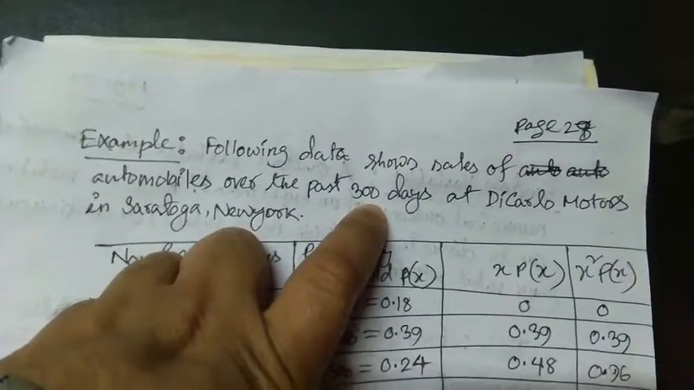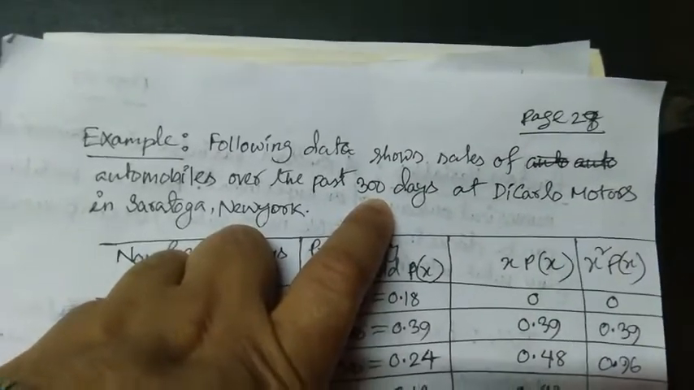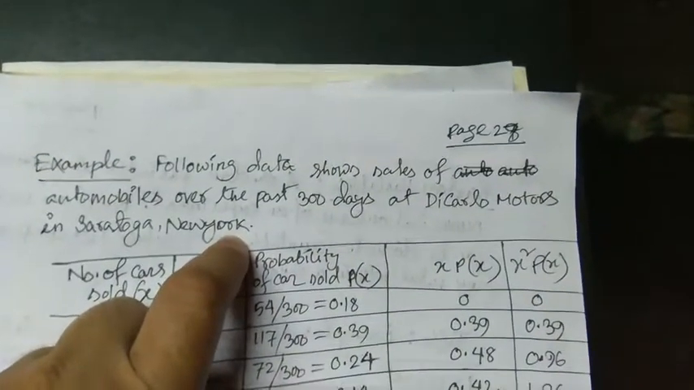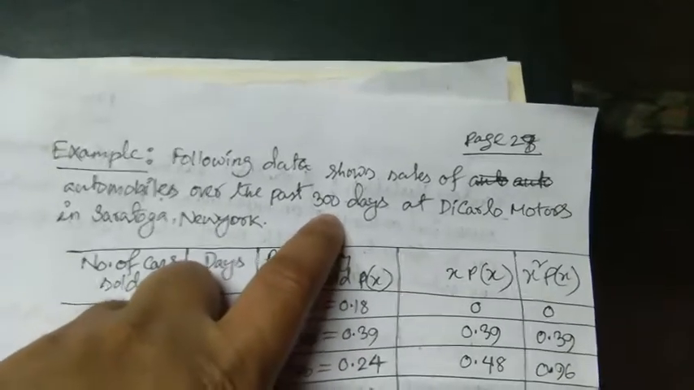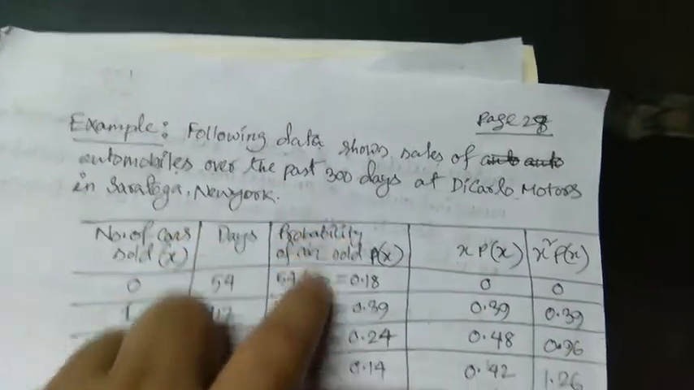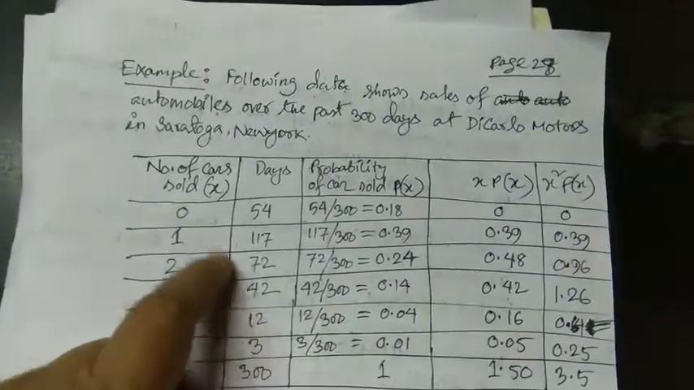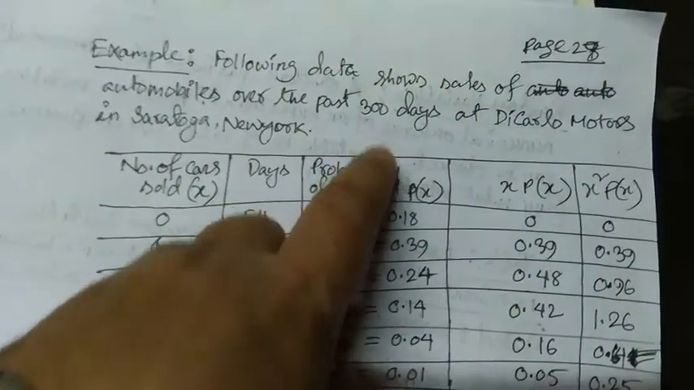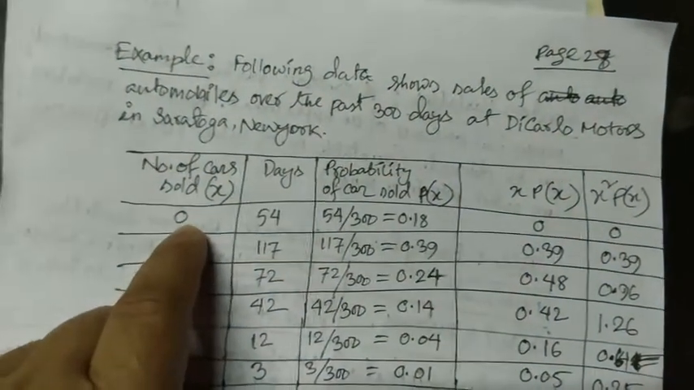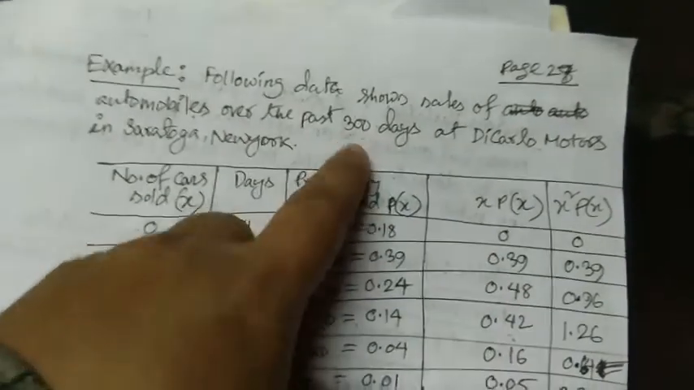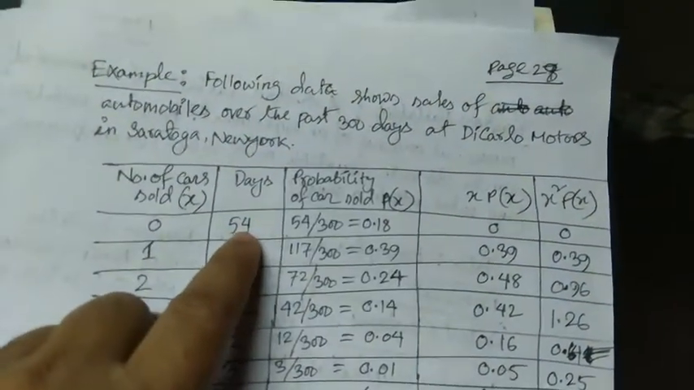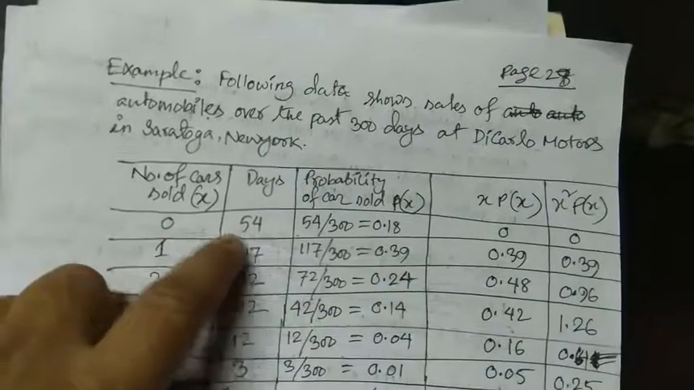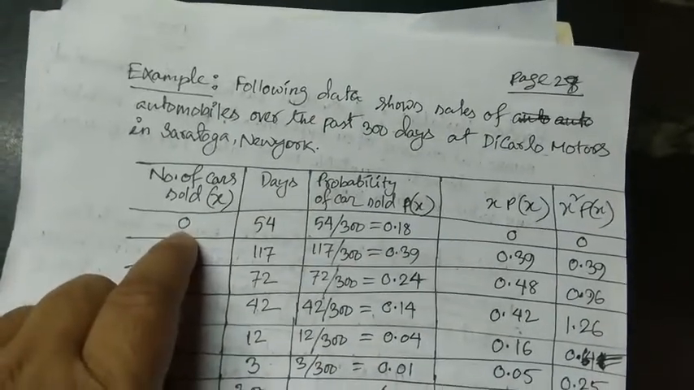That means this automobile company has collected their historical sales data over the last 300 days. So this is the data. Out of these 300 days, they couldn't sell a single car on 54 days. That means out of these 300 days, 54 days they couldn't sell a single car.